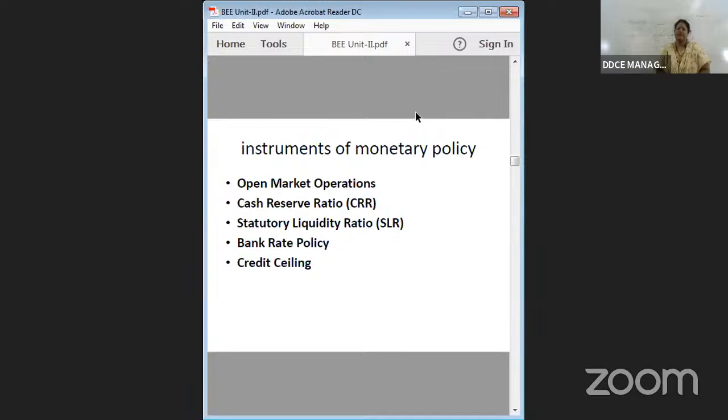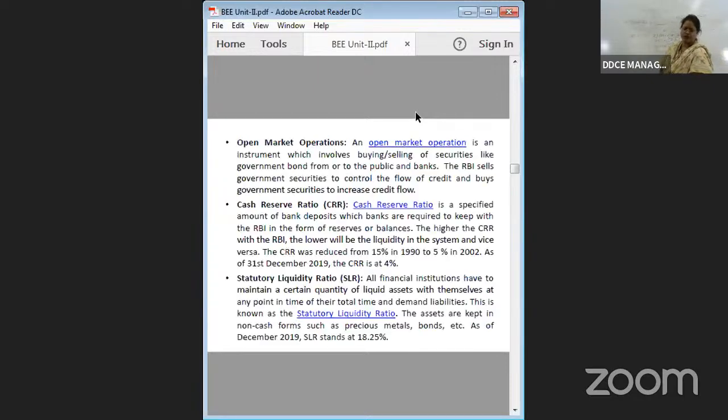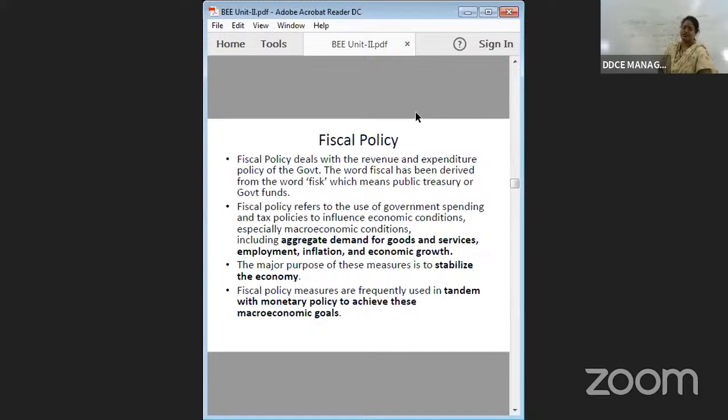Now instrument, I have already taught you what is CRR and SLR. Open market operation already been discussed. Bank rate already been discussed, and your credit ceiling also already been discussed. That's why I'm not going to go further. Yeah, पढ़ लेना. Everything was there in your slide. I will share this slide after this class.